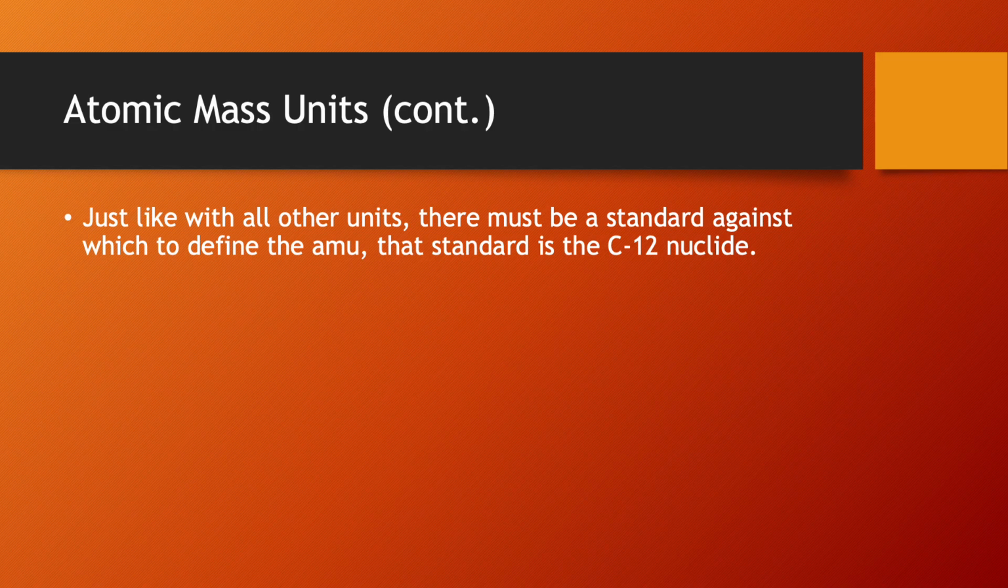Just like with any other unit, there has to be a standard against which we define the AMU. In other words, a set standard that everything is compared to so that we can have something to relate it back. For atomic mass units, that standard is carbon-12, the specific nuclide of carbon, meaning a specific isotope. Carbon-12 has been assigned exactly 12 AMUs.